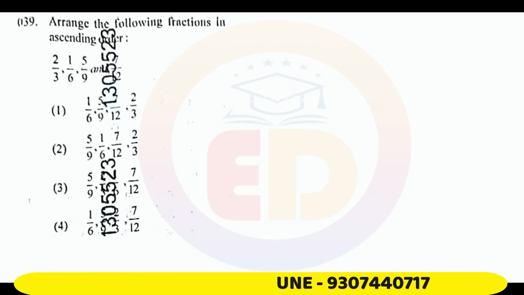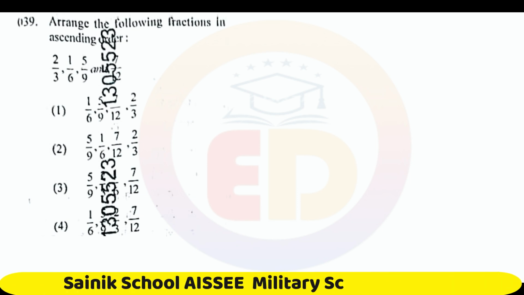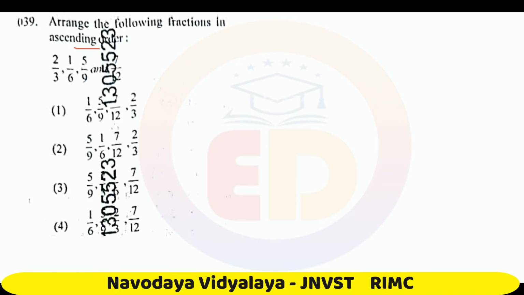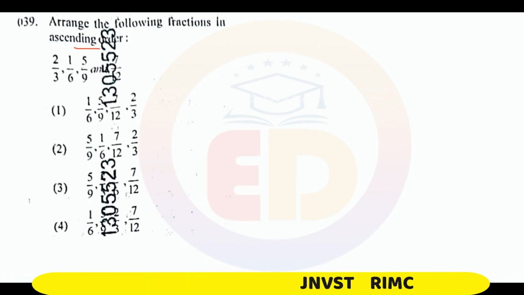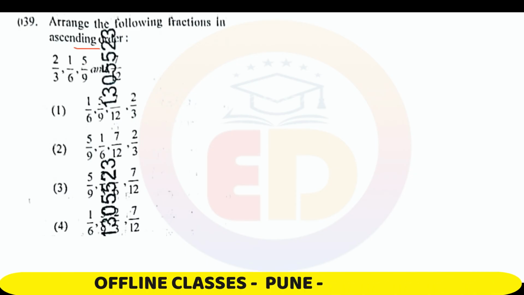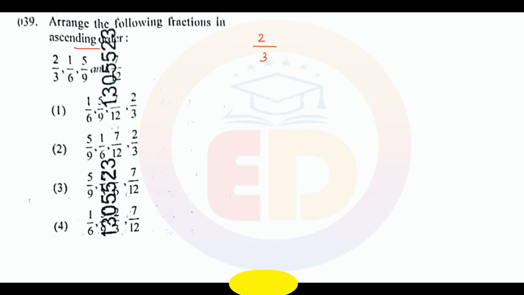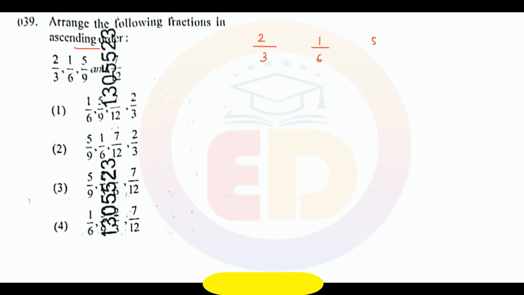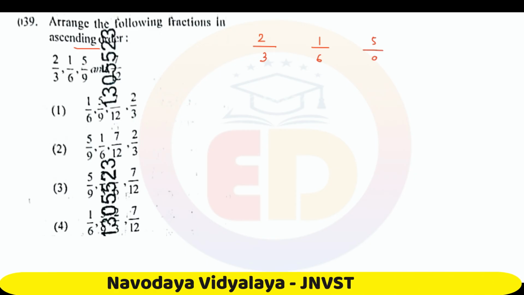Question number 39, asking to arrange the following fractions in the ascending order. A very simple question. We will discuss two approaches of solving this question. The first is the LCM approach, converting all the fractions into like fractions by taking the LCM of the denominators. And another approach will be the division approach, converting them into decimals and then comparing.